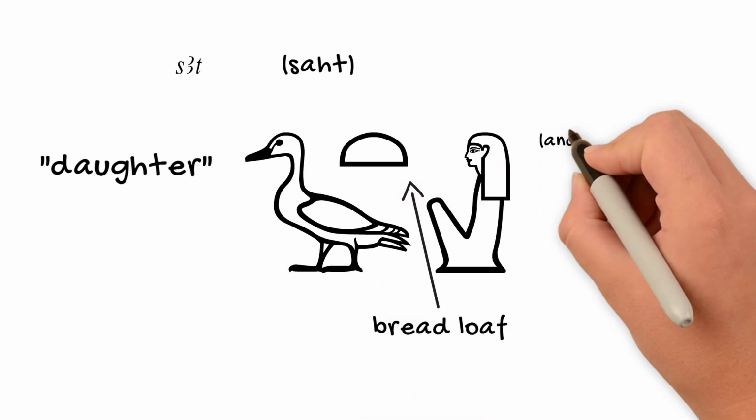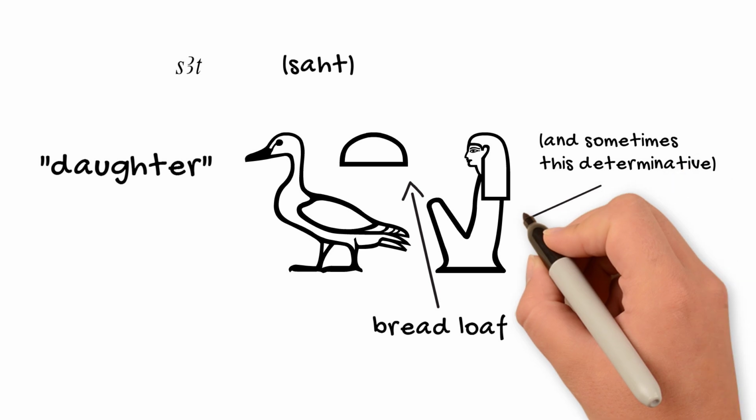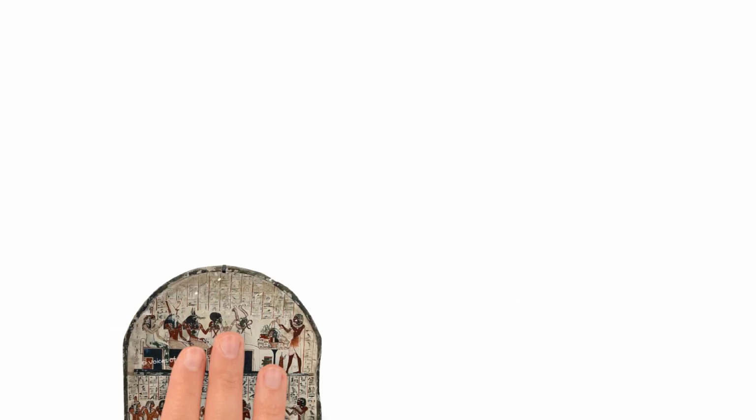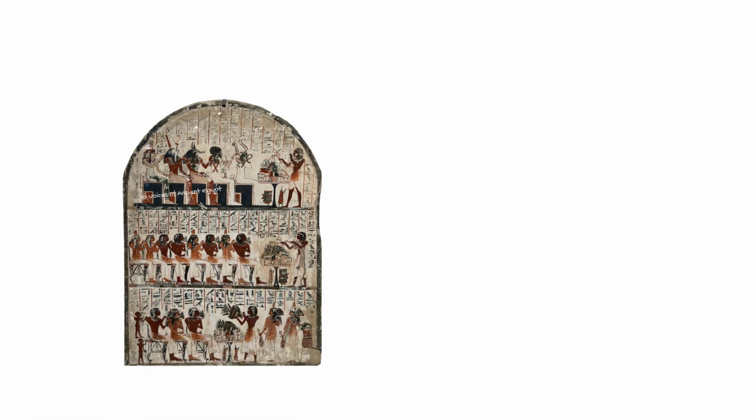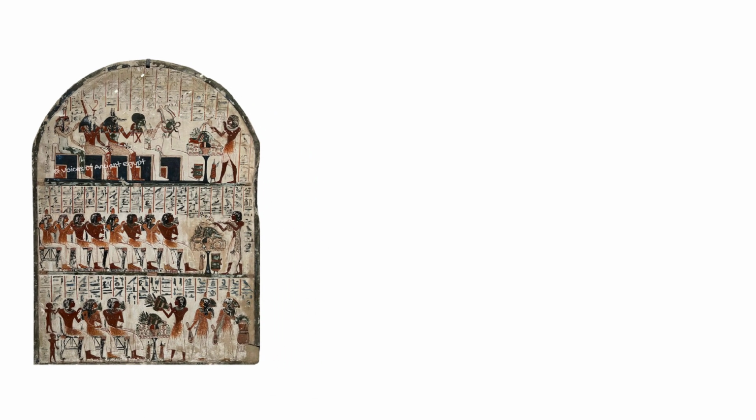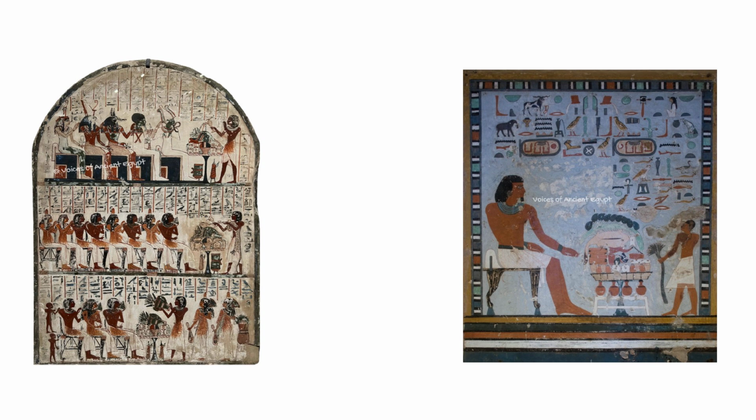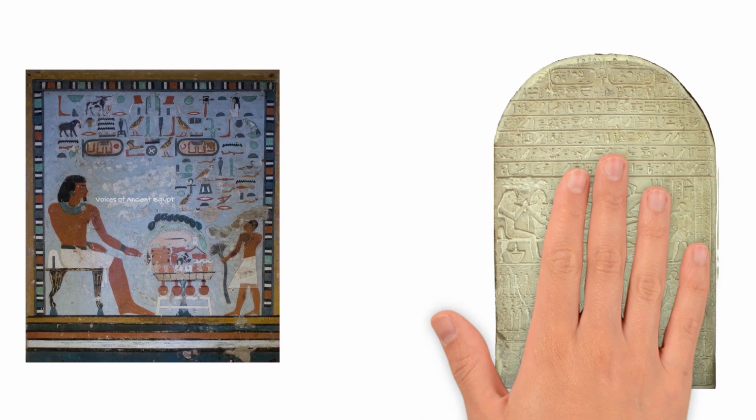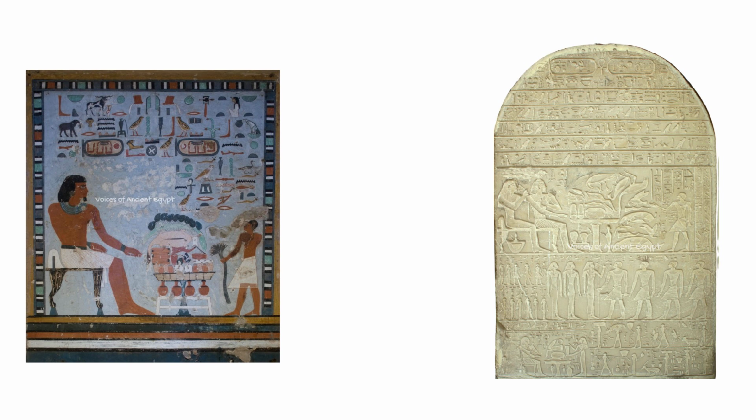These are extremely useful words to know because they appear on monuments such as tomb walls and stelae frequently, as well as in a variety of other texts such as legal documents. In fact, they're just about the most common family relationships mentioned in texts in general, such as we see here on this tomb wall painting and also on this stela. We'll zoom in on these in just a moment.